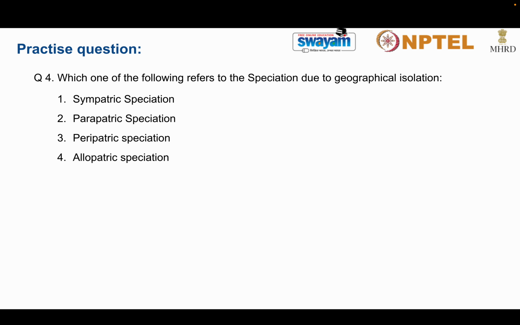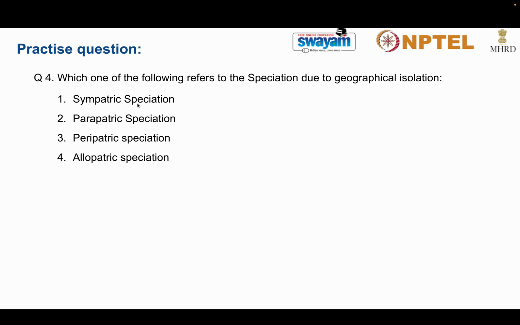So let's move to question number four, which says: which one of the following refers to the speciation due to geographical isolation? So I hope you are aware of this term speciation. Speciation means that from the ancestor, when two different species arise, that is known as speciation. So the arising of new species is known as a speciation event. So here you have to tell which one of the following speciation events refers to the speciation which happens due to geographical isolation.